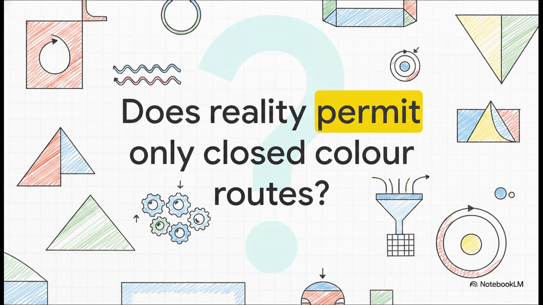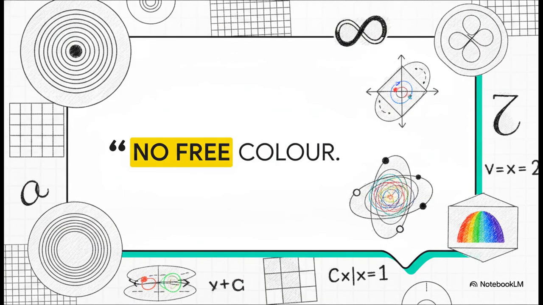Does reality permit only those color routes that can close? Are the laws of physics essentially just a set of filters, burning away the impossible and only allowing balanced, finished geometries to emerge into our universe? Ultimately, it all comes back to this unyielding mathematical truth of the vacuum: no free color. That is the ultimate boundary of our visible reality, the unbreakable rule ensuring the stability of the universe.